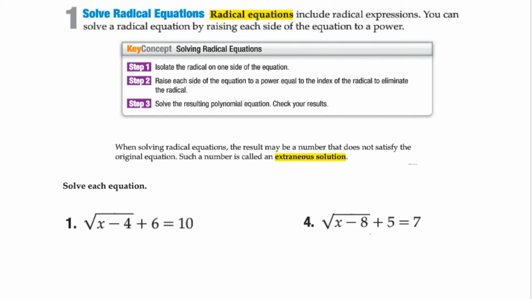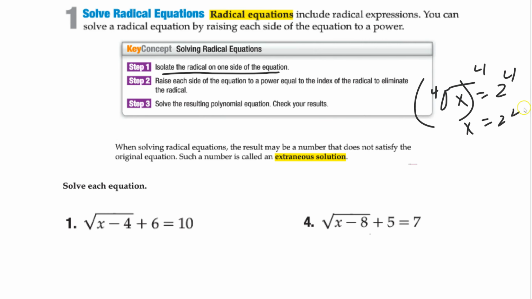Step 1 is always isolate the radical. Try to get that by itself. So isolate the radical on one side of the equation is the first step. And then we're going to raise both sides to the equal index, whatever that says. All it says is do the opposite power. So if I have the 4th root of x equals 2, we're going to take the 4th power to both sides. So x is equal to 2 to the 4th.